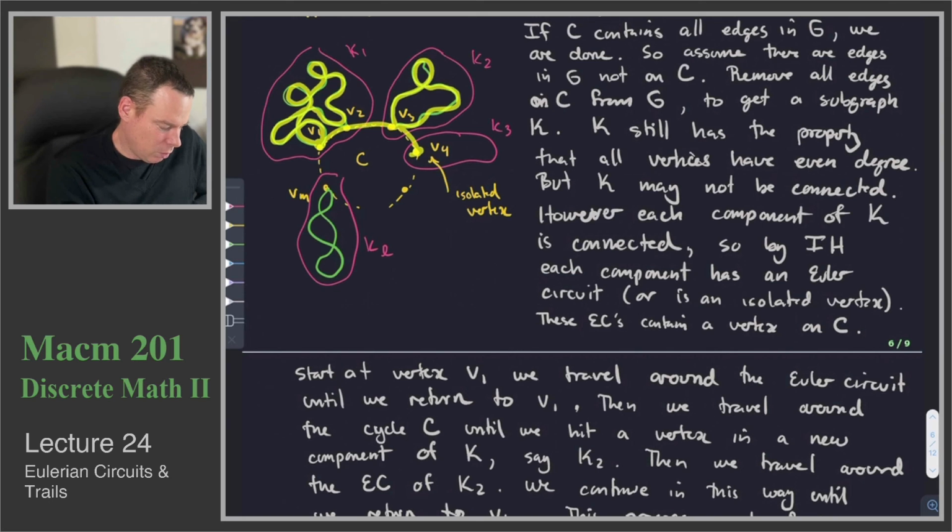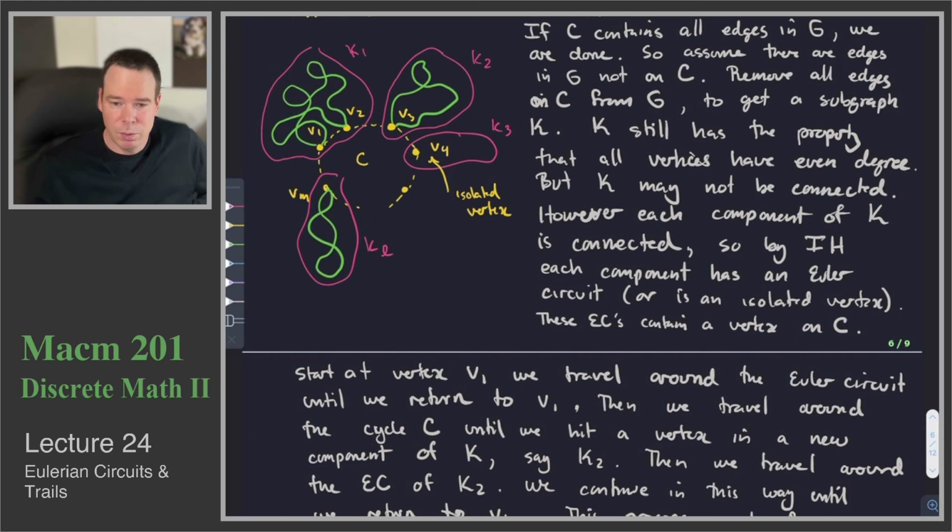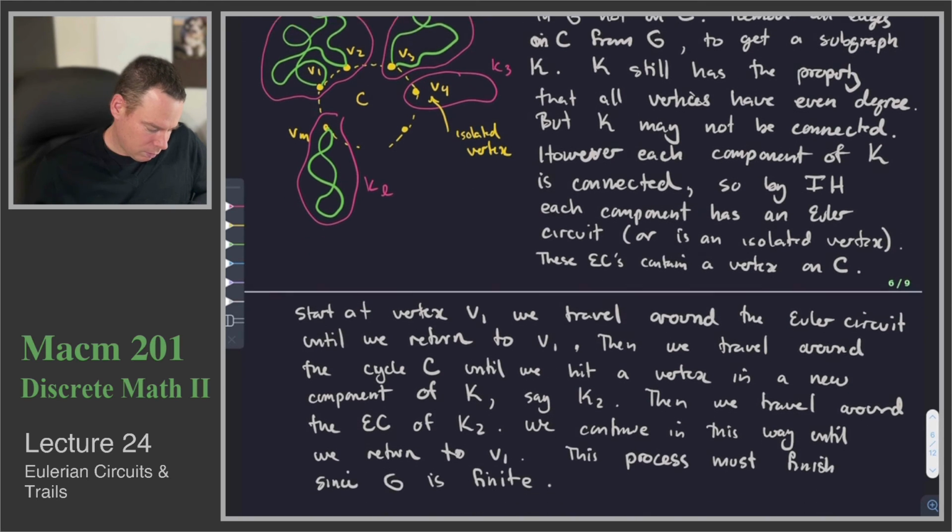There's nowhere for me to go other than just to continue on my merry way past the next vertex and so on. And we just continue on our way, keep going around. Whenever we get to a new component, it's either an isolated vertex, in which case we don't have to do anything, or we hit something that isn't isolated and we go around its Euler circuit. And then we get back to where we started and we found our Euler circuit.